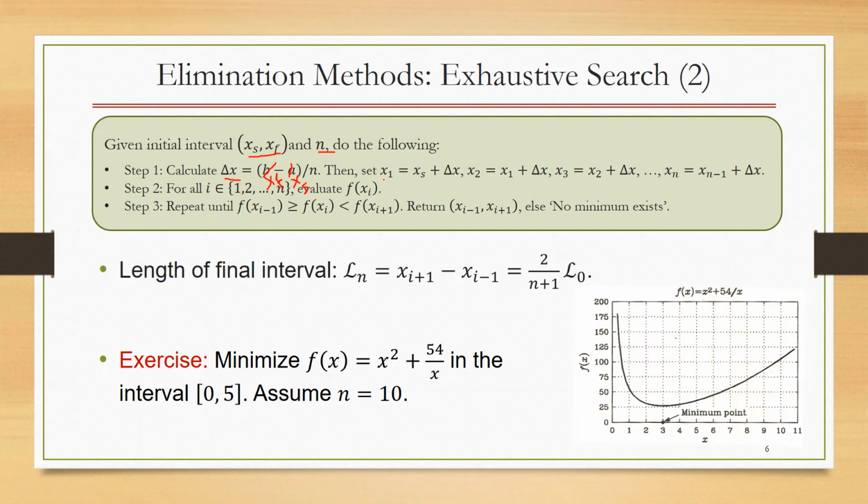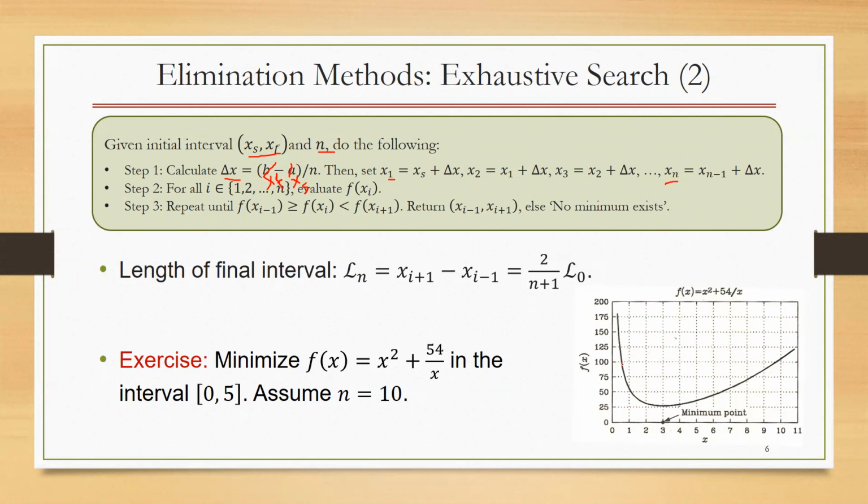So if I want n, I can place each of these endpoints at xs plus delta x, which is the size. And then x2 would be x1 plus delta x. And we keep doing this until the very end. So I can place all x endpoints between the given interval xs and xf.